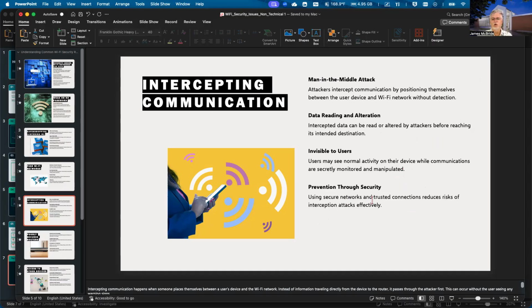And then using secure networks and trusted connections reduces that risk. And again, when you're going to a hotel, you don't know if you can trust them. You don't know if that's the right one. That's why I say, yeah, I use Wi-Fi in the hotel network, but it's going to be to check something. It's not going to be like, oh, let me get into my bank account.